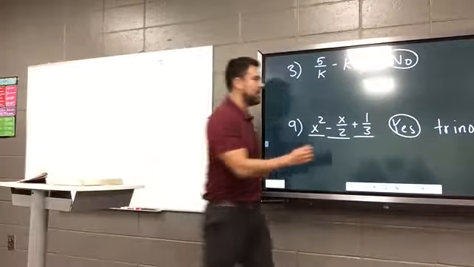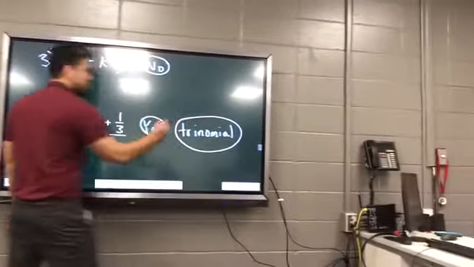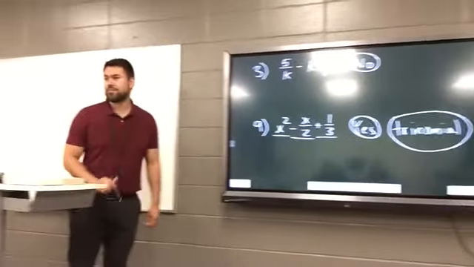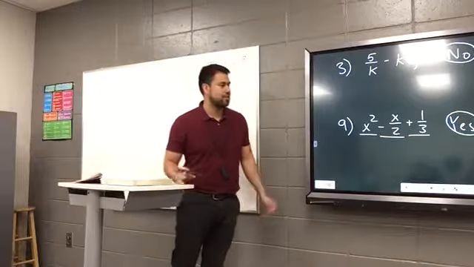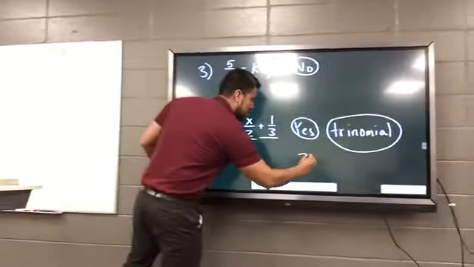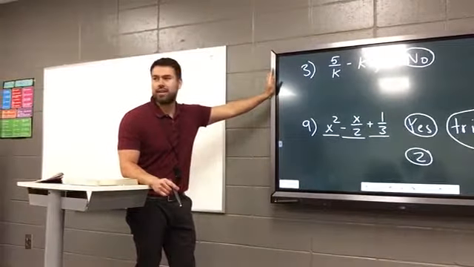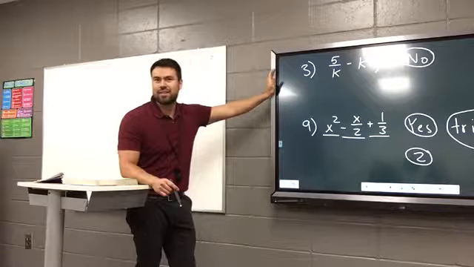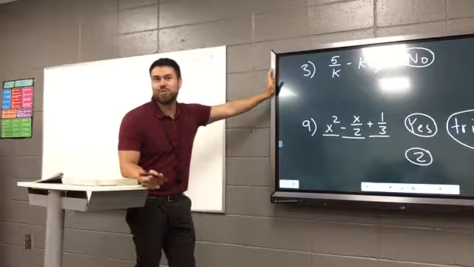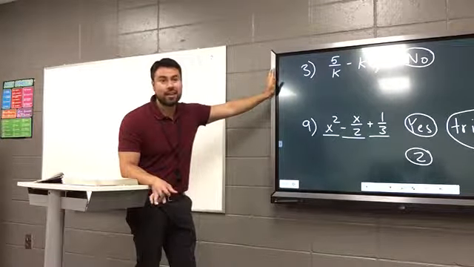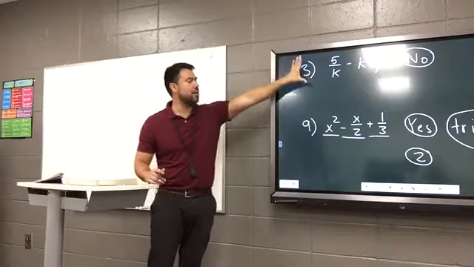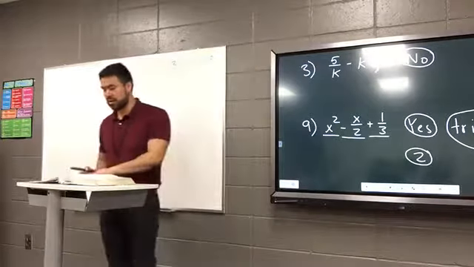Okay. And then, what is the degree for number 9? Nate? Second. Yeah, second. So you can just put a 2. That would be your answer. What's the degree of number 3? There's no degree. Why? Because it's not a polynomial. So you're done with that one. Number 9, you would have to put extra.